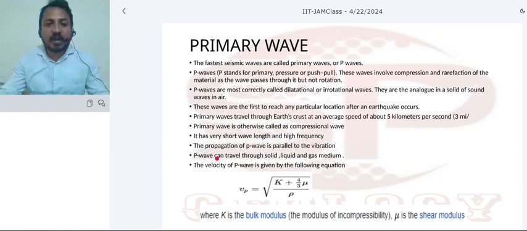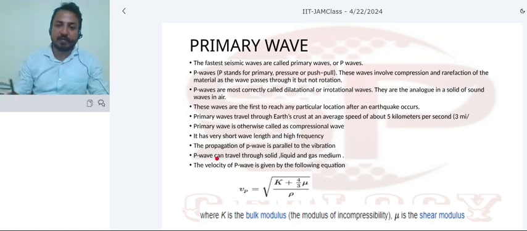So the primary wave is the fastest wave. It is called a push-pull or compressional wave. It is equal to sound wave. It is longitudinal in nature. It can travel through all media, that is solid, liquid, gas. It can change the volume during its travel or motion through the body. The vibration is parallel to the propagation. It has short wavelength and high frequency. So these are the characteristics of the primary wave.